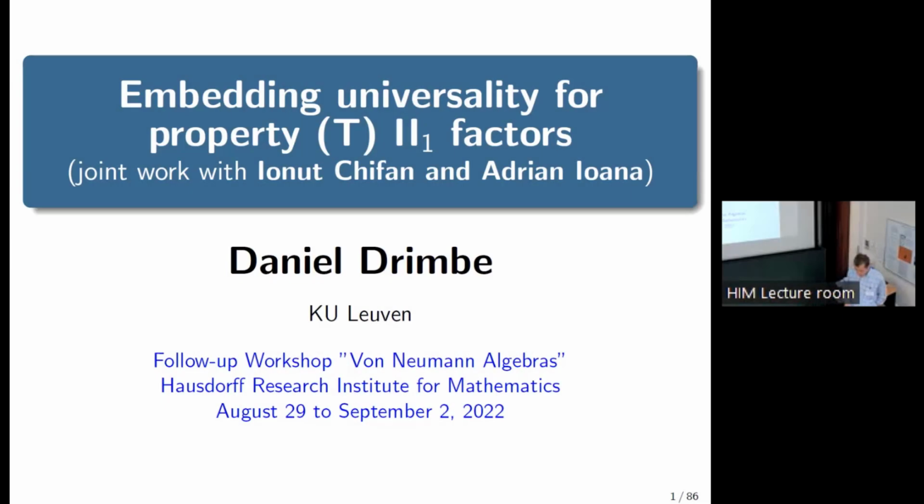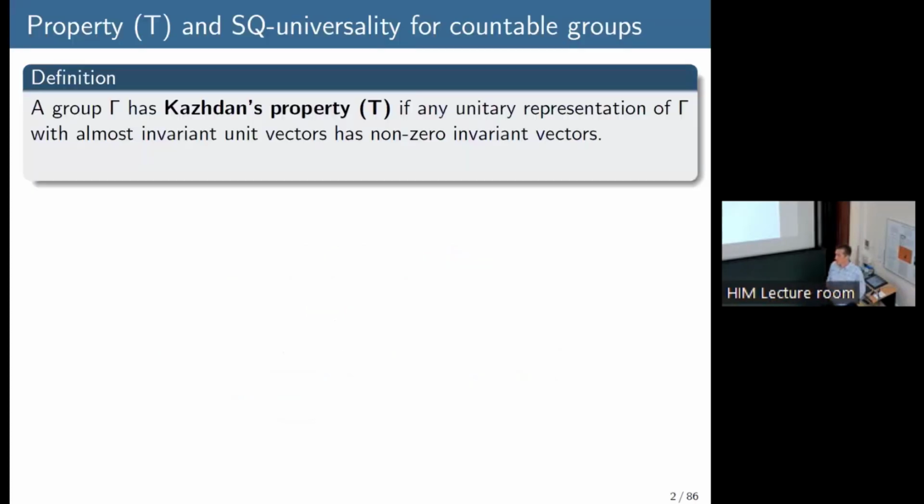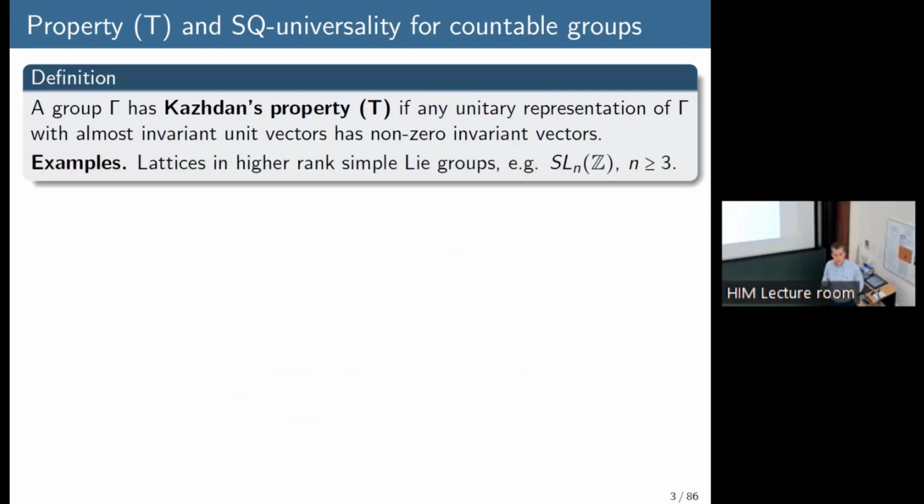So in this talk, we'll be discussing property T in connection with operator algebras. Let me first go on and actually recall this fundamental concept. A group Γ has property T if any unitary representation of the group Γ that has almost invariant vectors has non-zero invariant vectors. And we all know these standard examples.